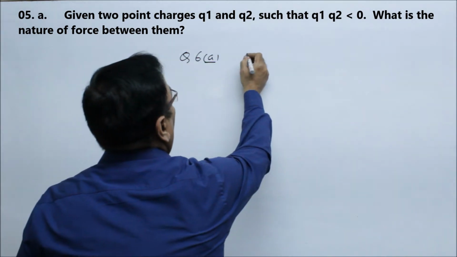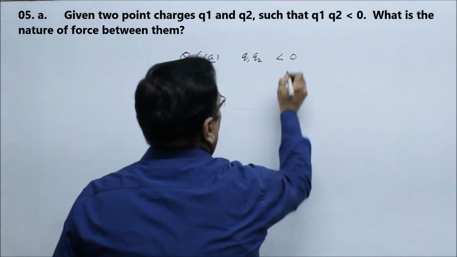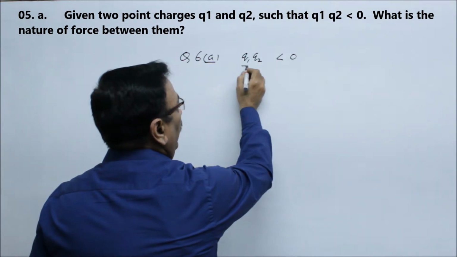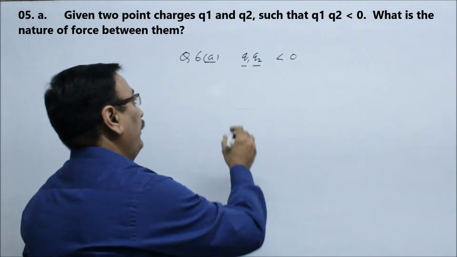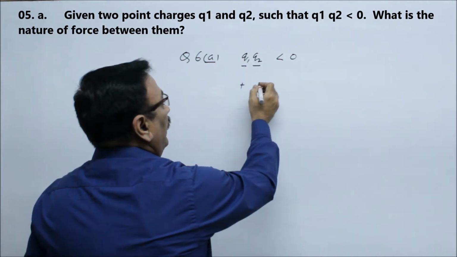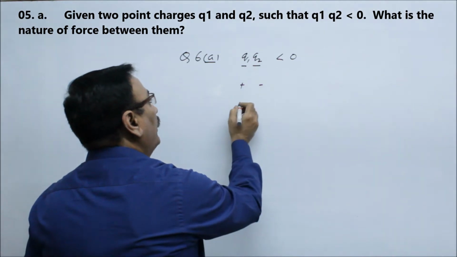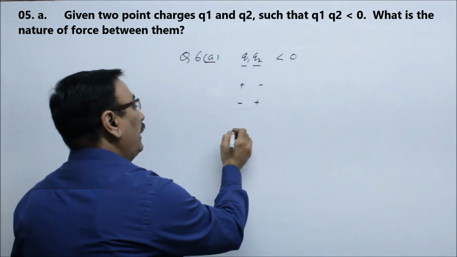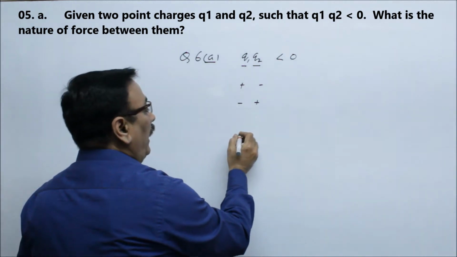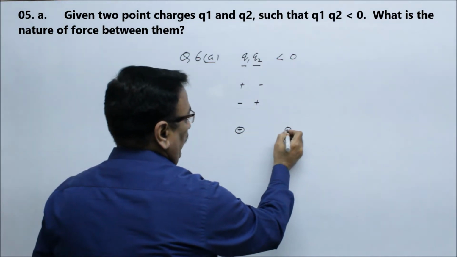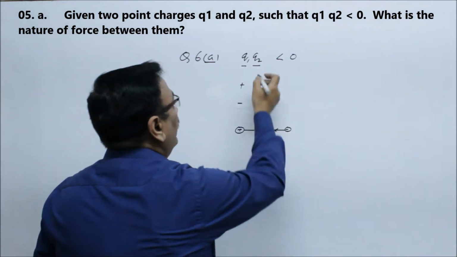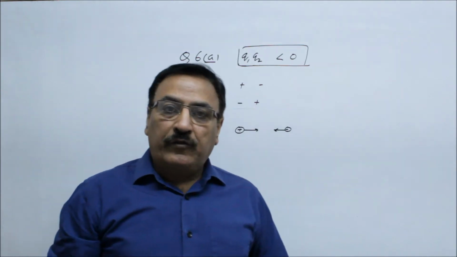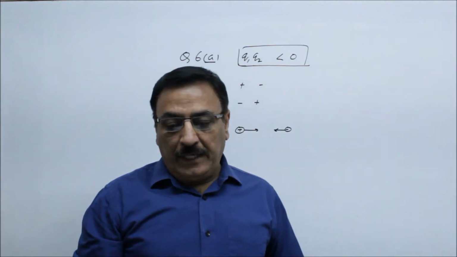Q1 into Q2 is less than 0. What does it mean? It means that the signs of the two charges Q1 and Q2 are opposite. That means if Q1 is positive, then Q2 is negative, and the other way around, if Q1 is negative, then Q2 is positive. So in that condition, they are opposite kinds of charges, and we know that opposite charges attract each other. So the nature of force between them is attractive.